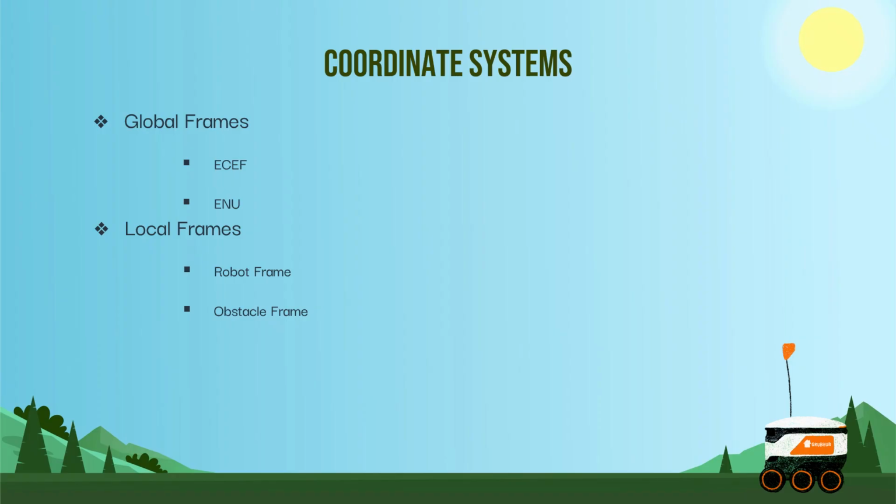We are operating with 4 coordinate frames. The ECEF is our fixed frame, and then we have the E and U frame, which determines the east and north frames for the robot, and then the robot has its own frame, and then the obstacle has its own frame, and they all interact together through a rotation matrix.